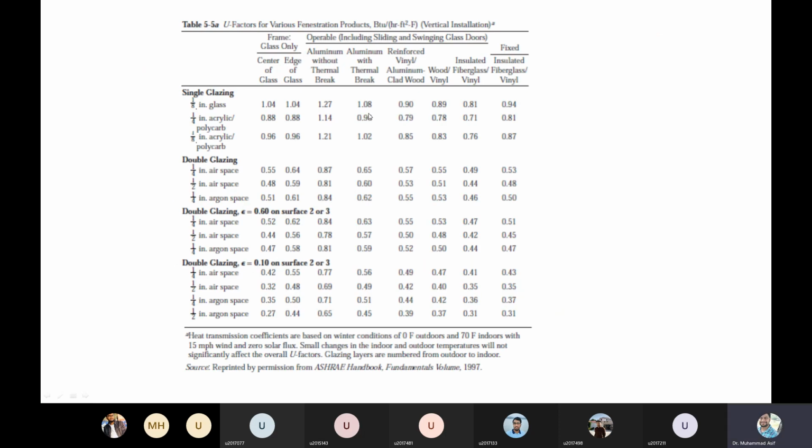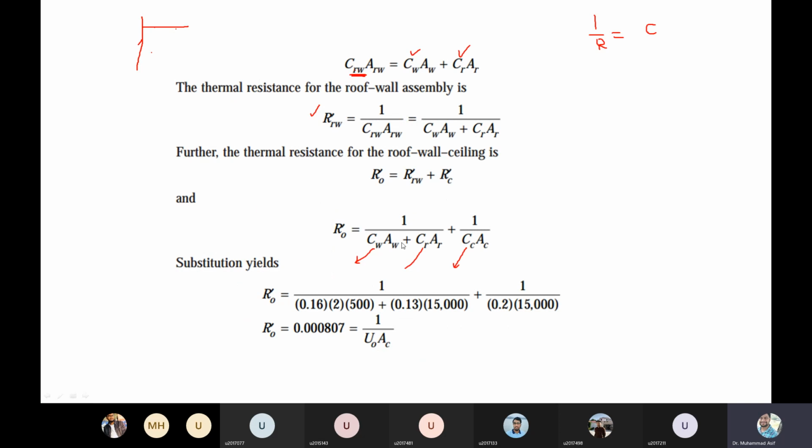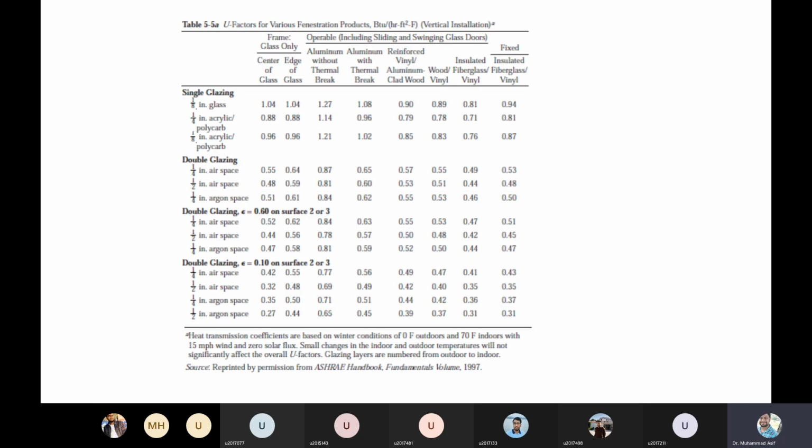So similarly, instead of calculating this component, you calculated the three components, and you add them up, and then finally you calculate the overall heat transfer coefficient. The problem is even simplified by ASHRAE. You can directly get the overall heat transfer coefficient of the various components. As you can see in this figure, for example, the overall heat transfer coefficient of various fenestration products. Fenestration means the window, right?